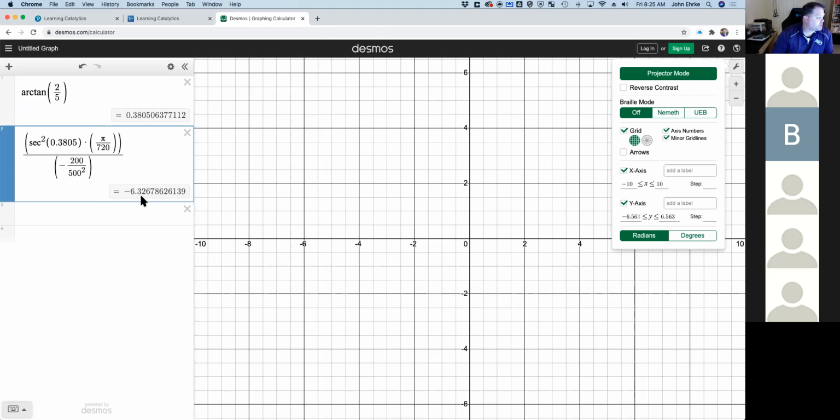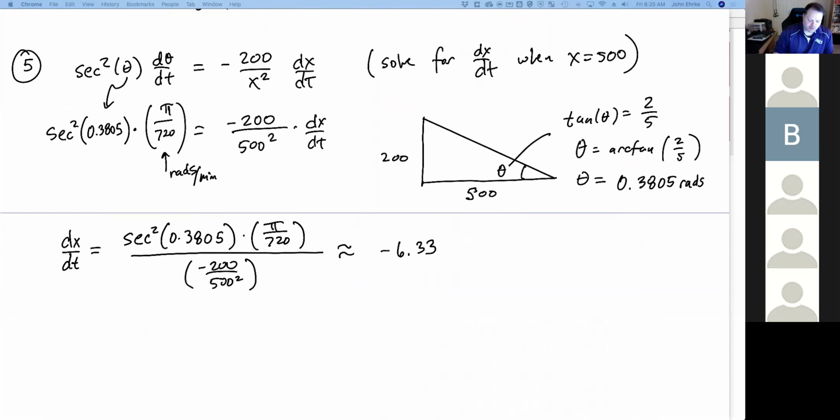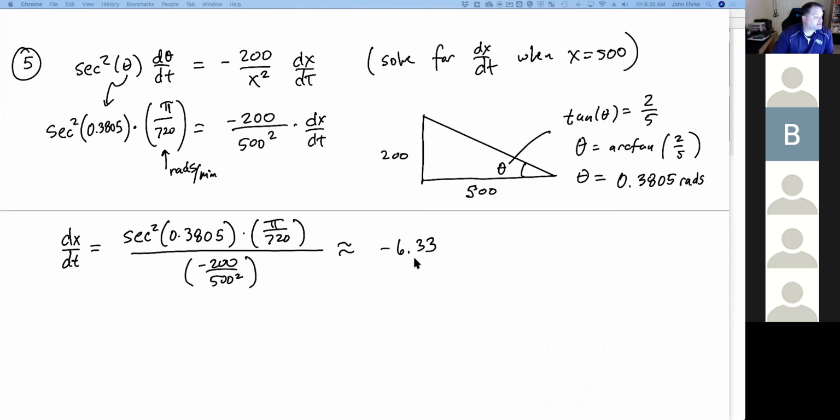That's negative 6.33, let's say. So negative 6.33. So this is negative 6.33. And let's interpret that answer. What is this? What are the units of this answer? What does it mean? Does it make sense? These are all questions that you should ask when working a related rates problem.